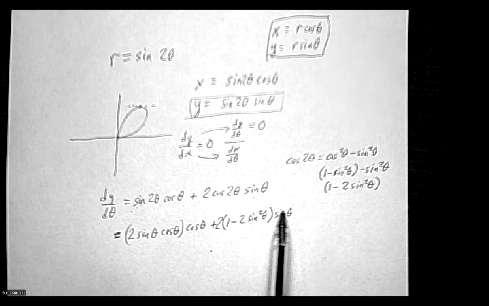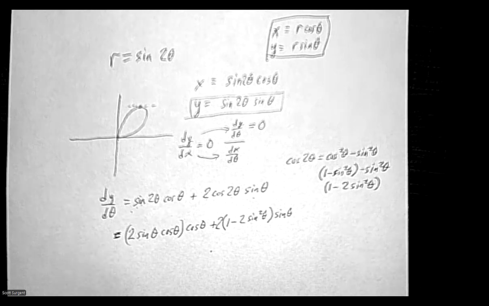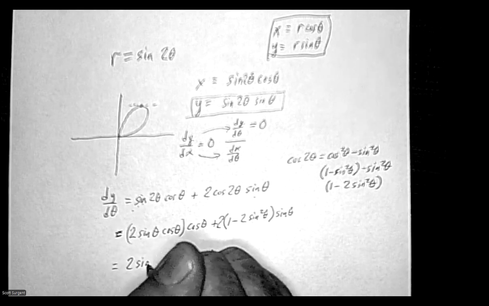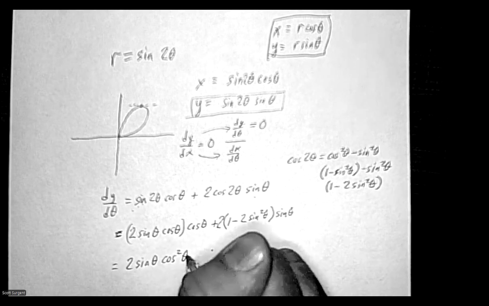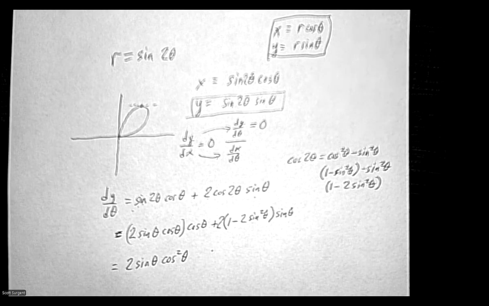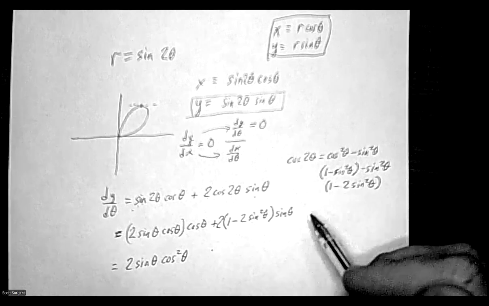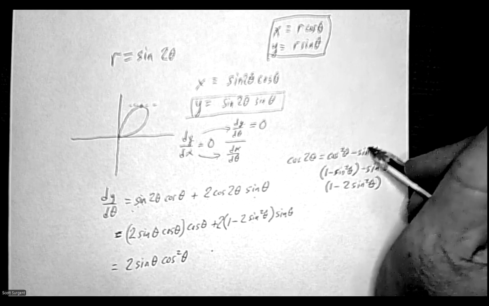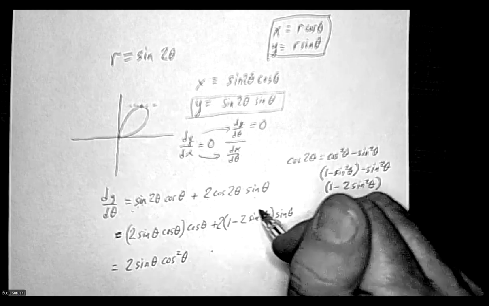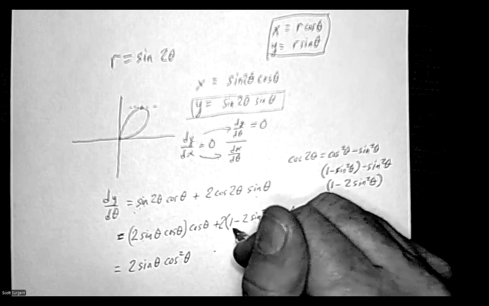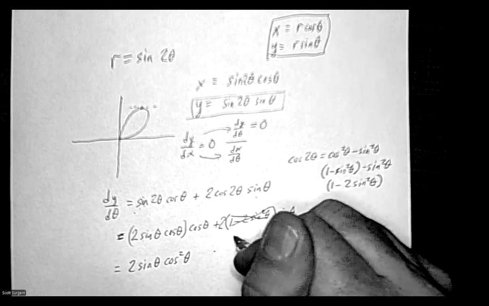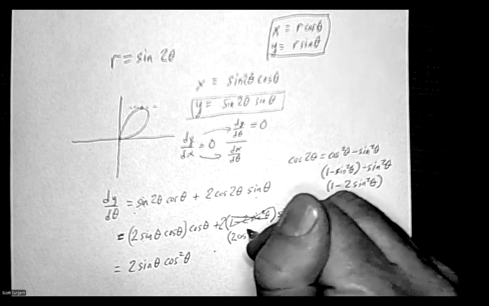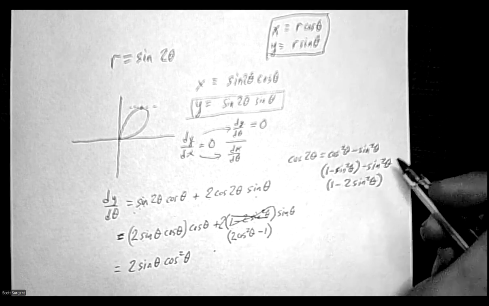Now that I think about it, I'm wondering. Well, let me see over here. I actually have 2 sine theta cos squared theta. Actually, you know what? I think what I'm going to do, because I could probably get away with it, is use cos 2 theta, which is also 2 cos squared theta minus 1.